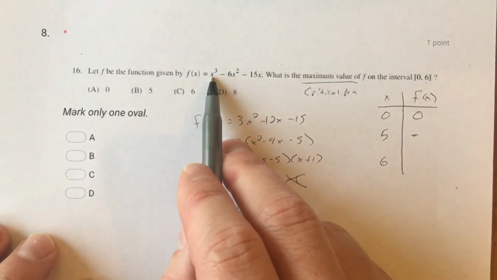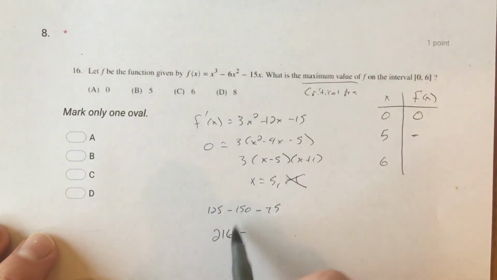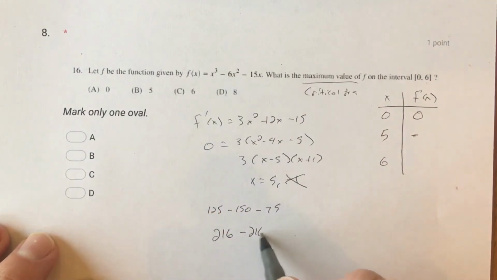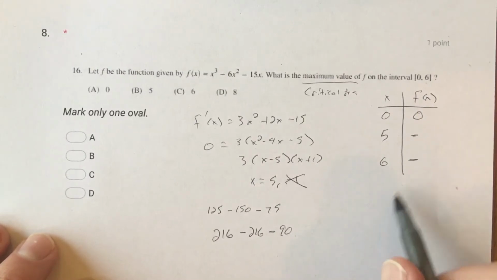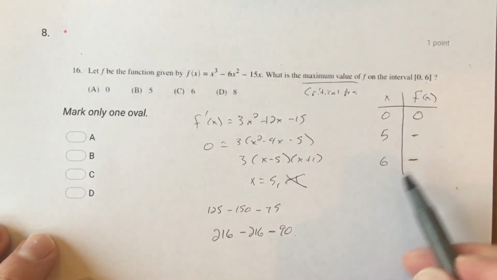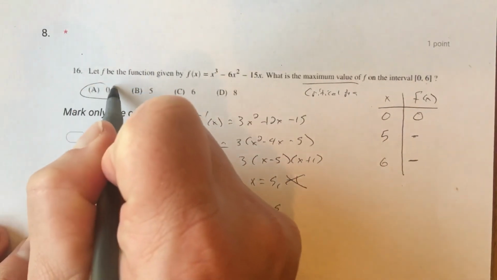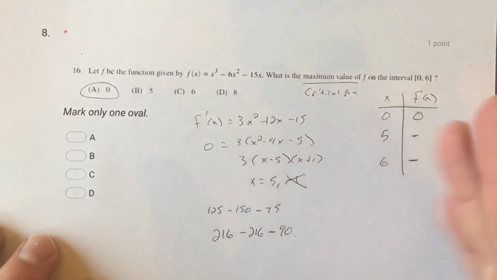Let's put 6 in. 6 times 6, 36 times 6 more gives us 216. Minus 6 times 36, which is 216, minus 6 times that's 90. That's also going to be a negative value. And so both of these give me a negative value, therefore 0 must be my maximum on that. All right. So weird that it would just be 0, but that's what we get for that one.